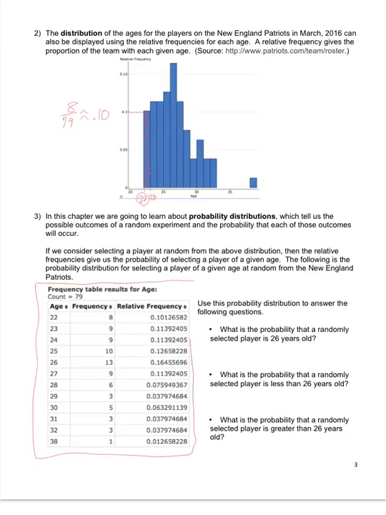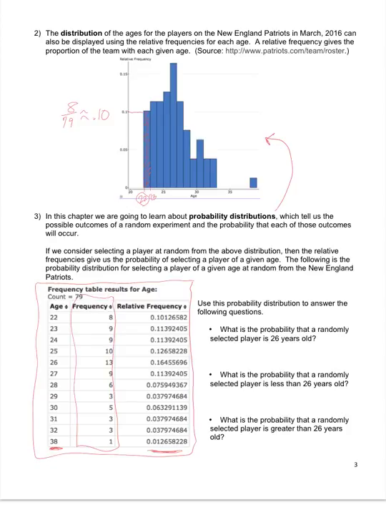These don't always include this middle column for frequency. Typically, they just include the first column, which lists the possible values of your variable, and the last column, which lists the relative frequencies, or the probability that you would select someone of that age at random. With that in mind, this up here can also be thought of as a probability distribution because it also lists the possible values of your variable, in this case the ages of the players, and the probability that you would select one at random.